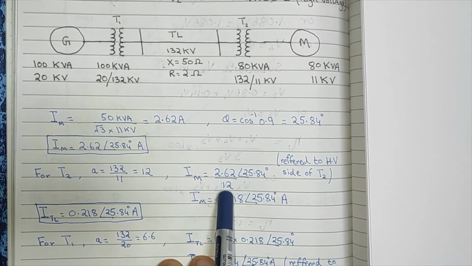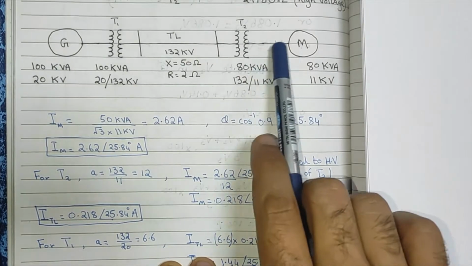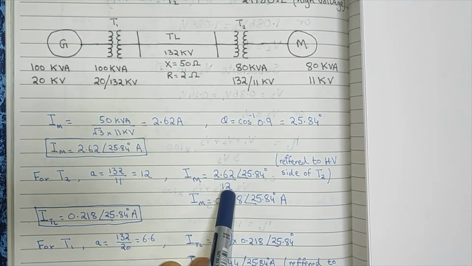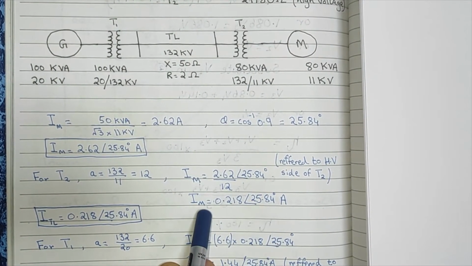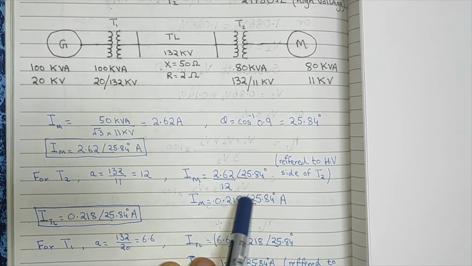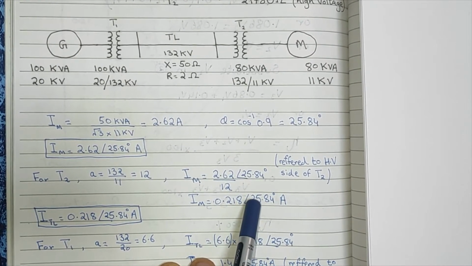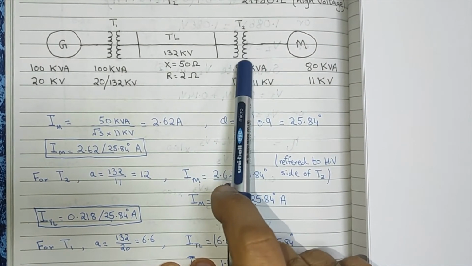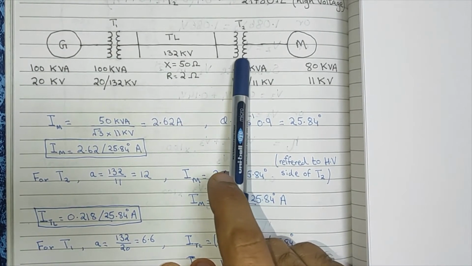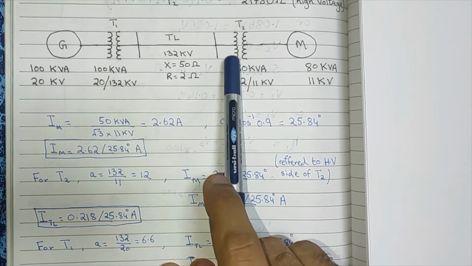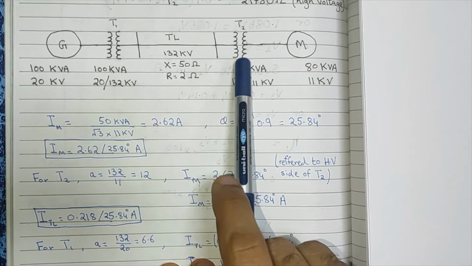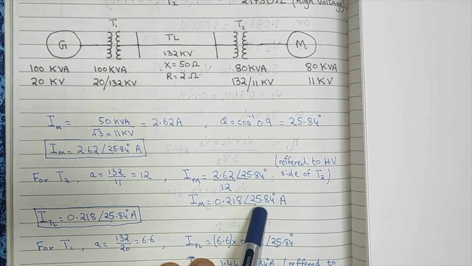So the current will be divided. It is 2.62 on this side. You divide it by 12. You will get 0.218 with the same angle. Because if it's not given to you in the question, we assume Y and Y, so this will be a Y-Y connection. That's why the angle will not change here.